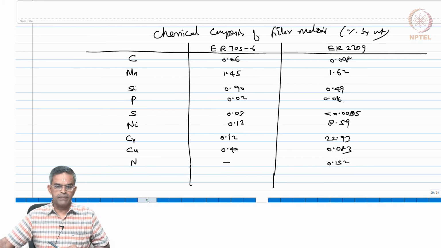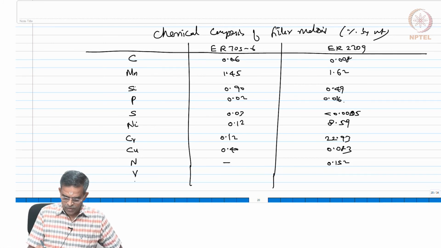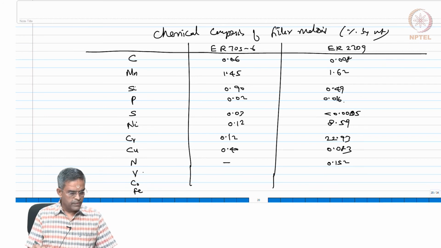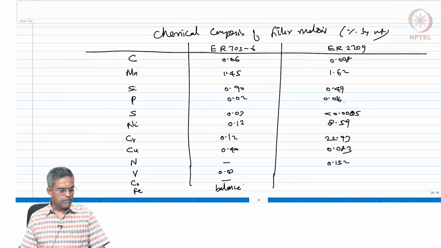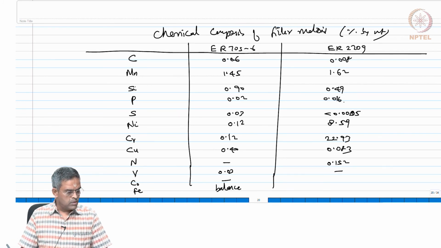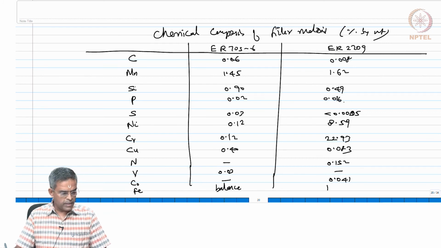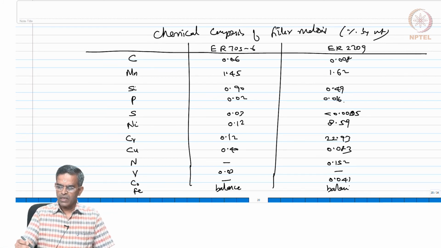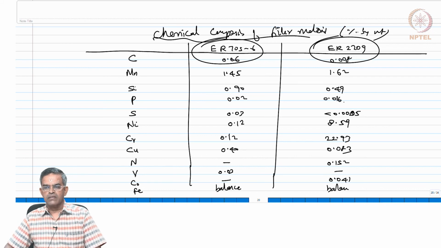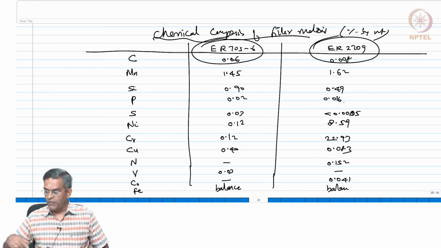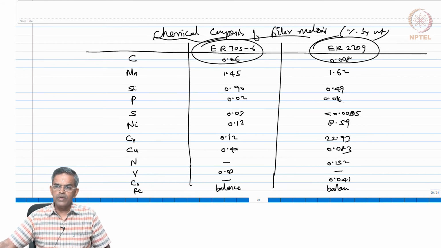It also has vanadium, cobalt and ferrum. Vanadium is 0.03, cobalt is negligible and ferrum is the balance. Whereas in this case vanadium is negligible, cobalt is 0.041, remaining is the balance. So, we have got the chemical composition of two different filler materials which have been tried in this current research to fabricate the functionally graded material constituting two ingredients, duplex stainless steel and carbon manganese steel. Okay.